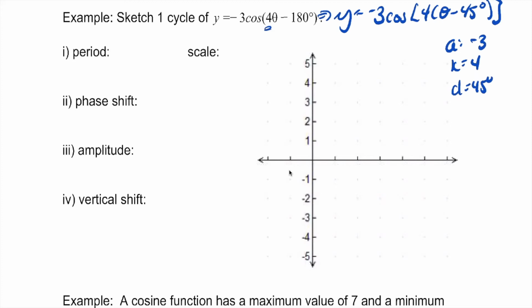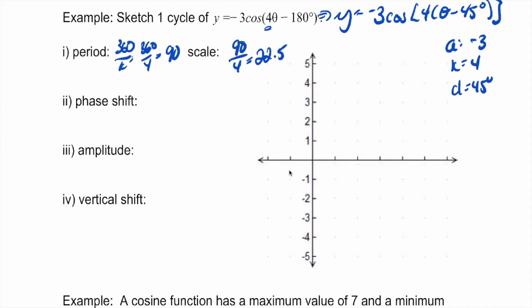So the period is 360 divided by K. My K value here is 4. So that's going to be 360 divided by 4, which is 90. So this one is a little bit tricky because I get 90 divided by 4 and we get 22.5. Because 90 divided by 2 is 45, 45 divided by 2 is 22 and a half.